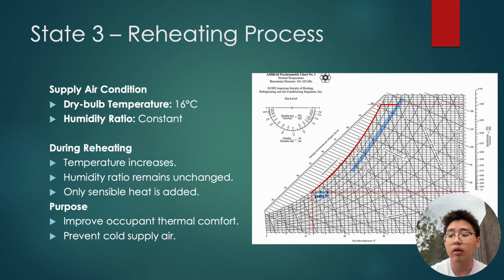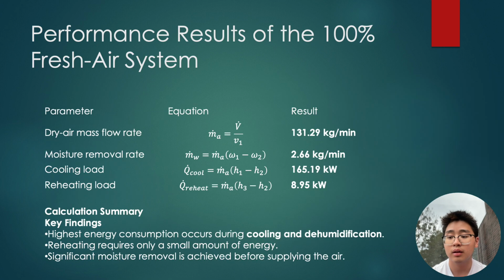After leaving the cooling coil, the air is too cold to be supplied directly to the occupied space. Therefore, the air is reheated from 12 degrees Celsius to 16 degrees Celsius. During the reheating, only sensible heat is added. No moisture is added or removed, so the humidity ratio remains constant. The purpose of reheating is to improve occupant comfort while maintaining the low humidity achieved during the dehumidification process.